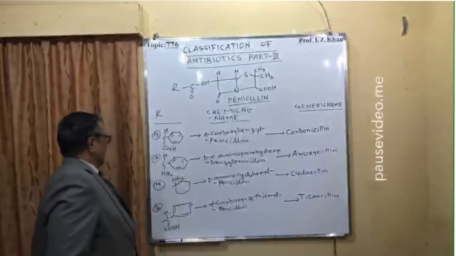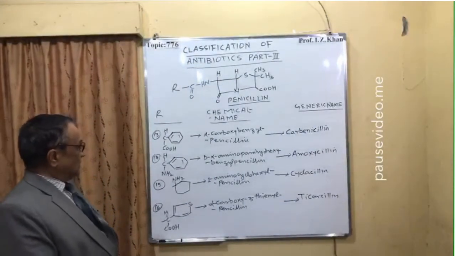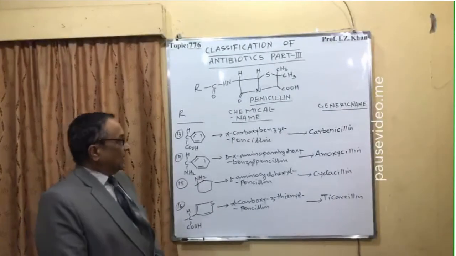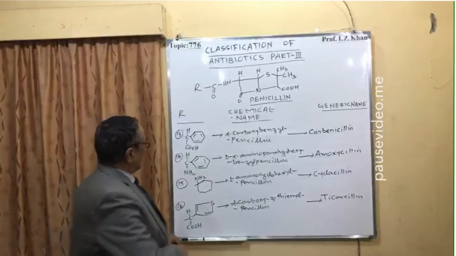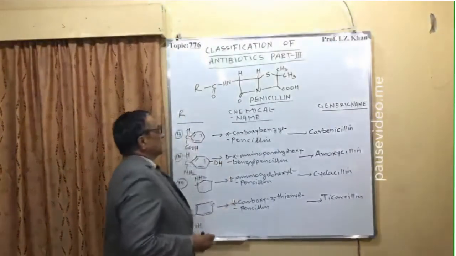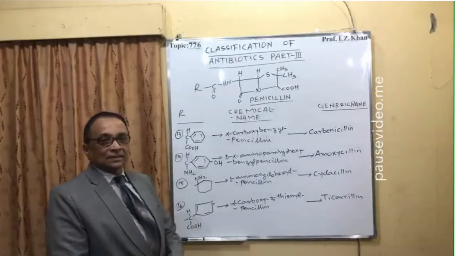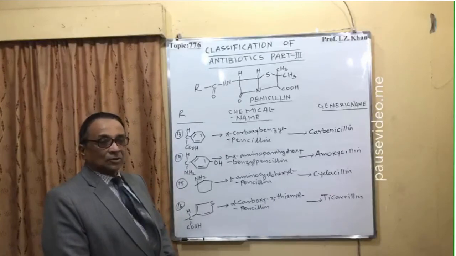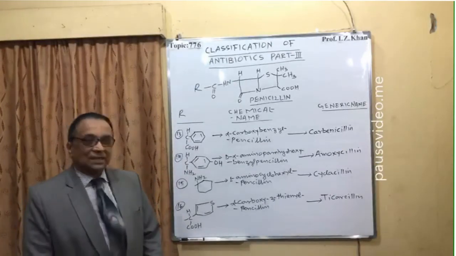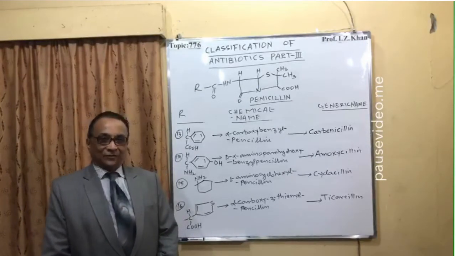And number 14, where there is an amino group attached to the benzene ring, is called D-alpha-amino-para-hydroxy benzyl penicillin. Para-hydroxy means at this position there is a hydroxy group. This is a very common antibiotic known as amoxicillin, and amoxicillin is very widely used to treat different types of infections.